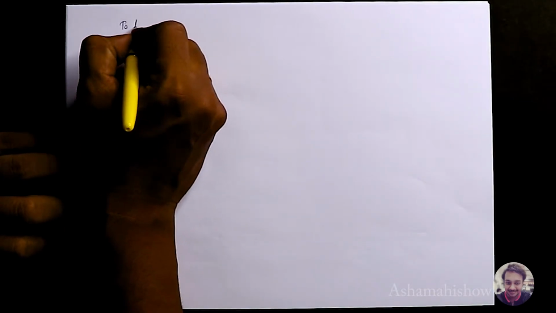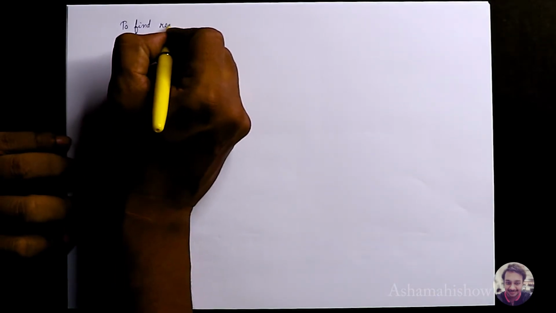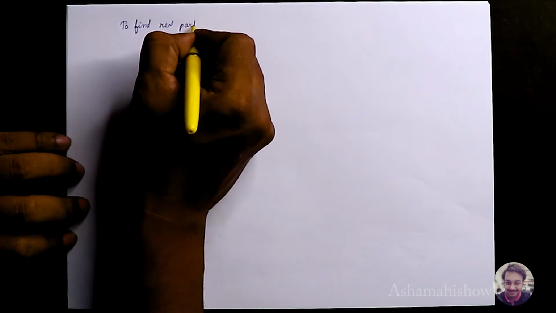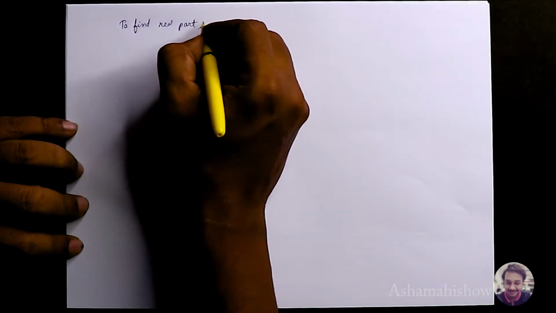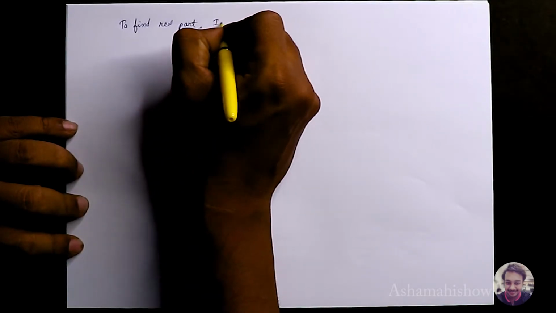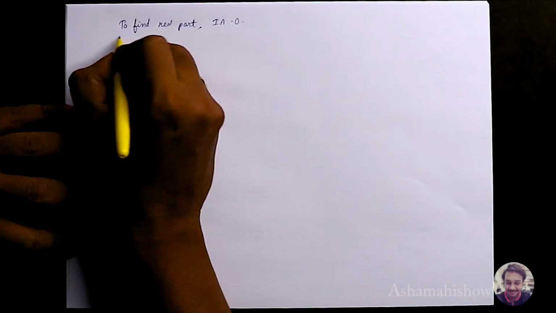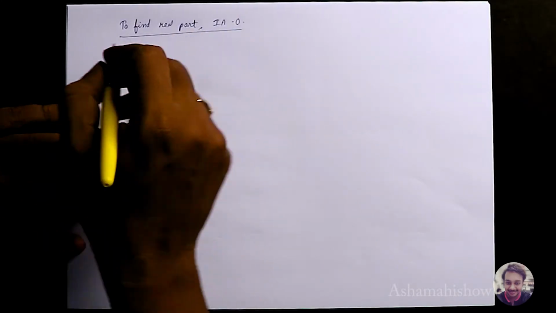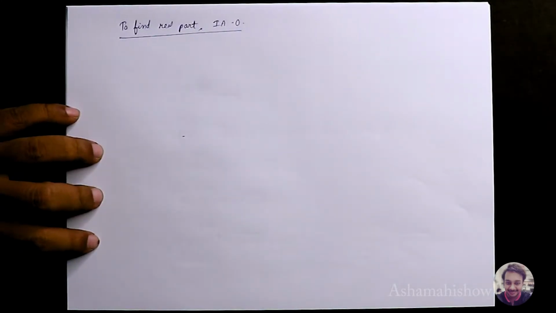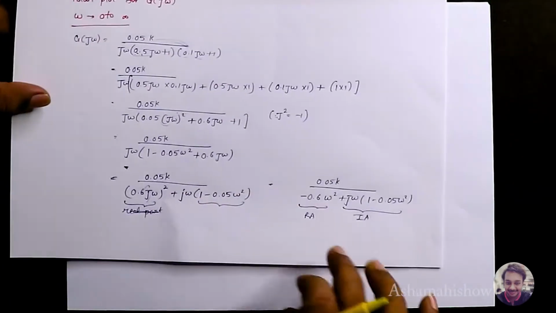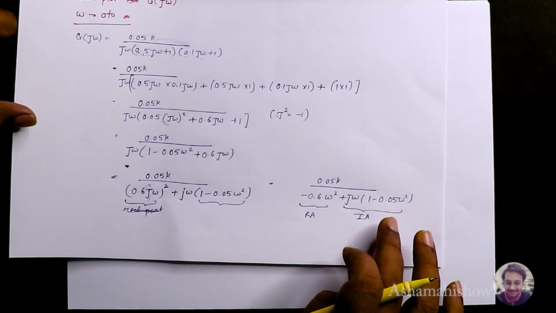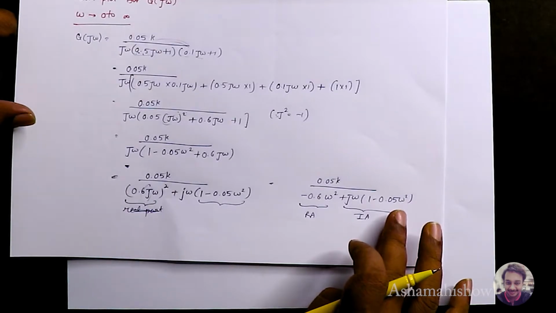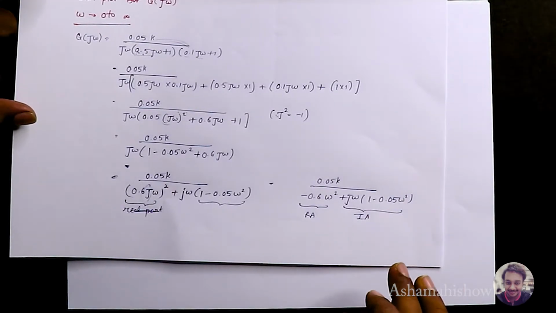Now to find your real axis crossing, because your polar plot should touch the real axis at one point or another, right? To find the real part, you need to make the imaginary part 0. So here in this one, what is your imaginary part? 1 minus 0.05 omega square is your real part.